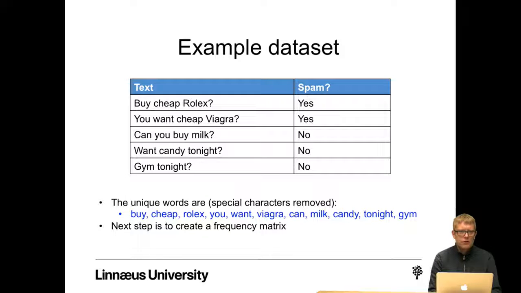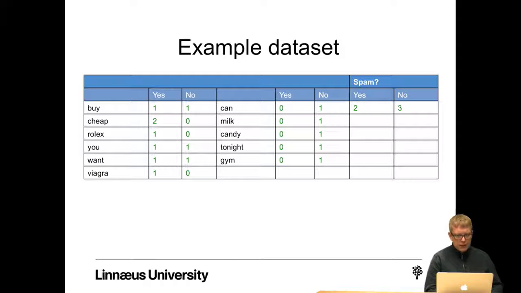And the next step is to create a frequency matrix for all the unique words, similarly to the previous FIFA example. So buy appears once in a spam email and once in a not spam email. Cheap appears twice in spam emails and 0 times in not spam. Rolex appears once in spam and 0 in not spam. And we continue just filling in the table and also calculate the probability of belonging to different categories. So we have 2 examples in the yes category and 3 examples in the no category.